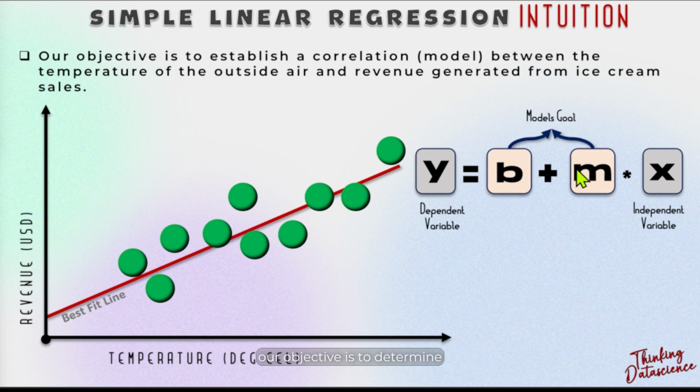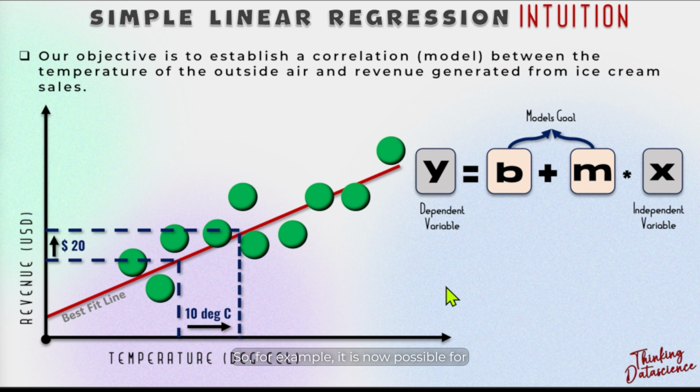So our objective is to determine the values of m and b, which will give us a simple linear regression model. To clarify, developing a mathematical model involves determining the values of m and b. Simple linear regression is especially useful because it allows us to predict the change in our daily revenue based on change in temperature. Once I have the equation of a straight line, I can easily describe and forecast these changes. So for example, it is now possible for me to determine the impact of temperature on my revenue with greater accuracy. For every 10-degree rise in temperature, I can predict a $20 increase in my revenue.